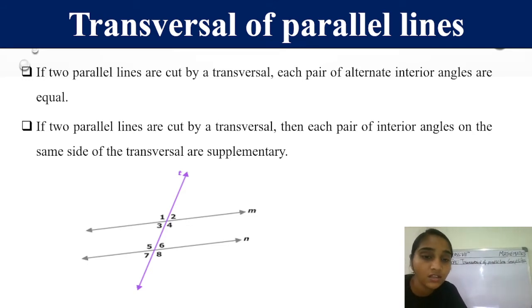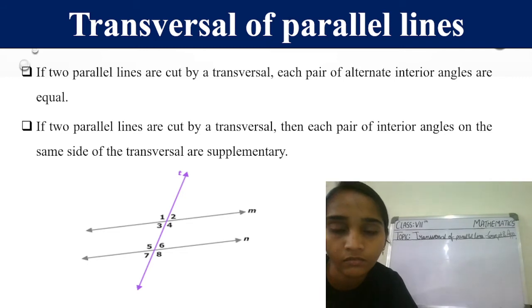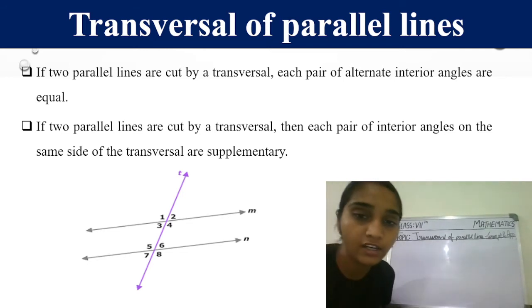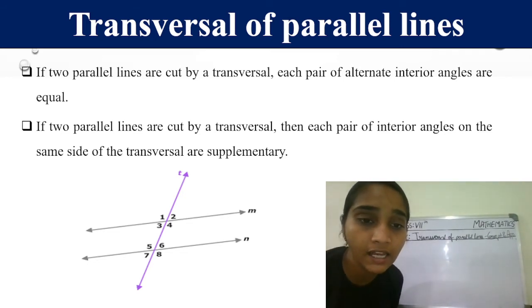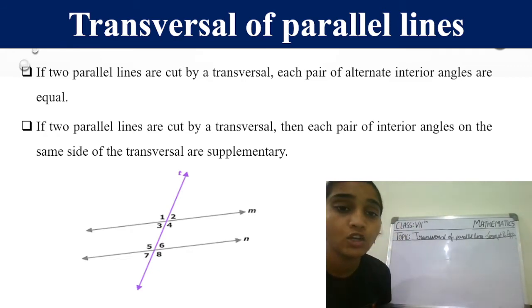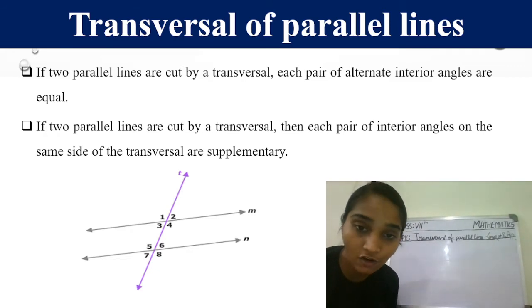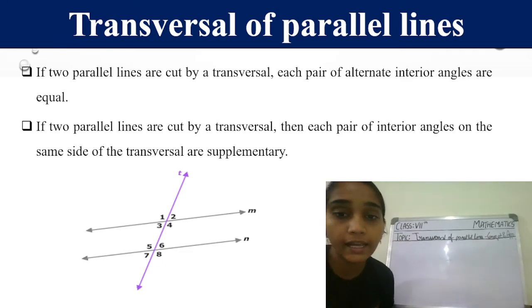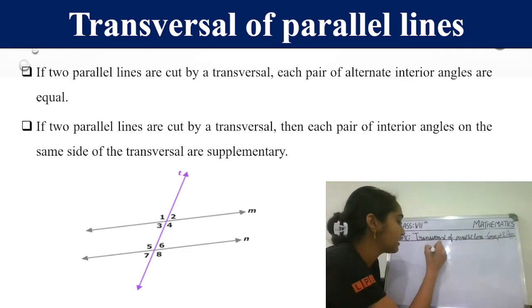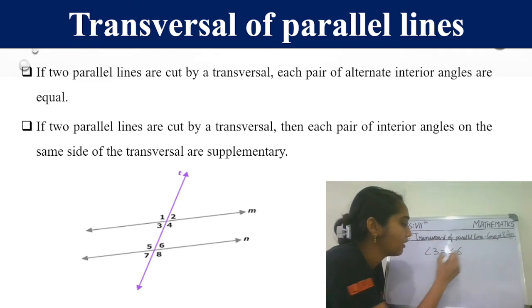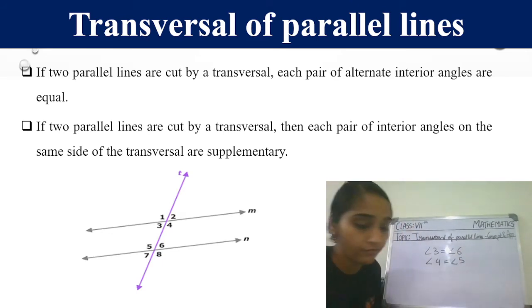Yes, very good students. So the first point is saying that the alternate interior angles will be equal. So students, what are the alternate interior angles in the case of this transversal? Yes, very good. The alternate interior angles are angle 3 and 6, and angle 4 and 5. So as per the statement of transversal of parallel lines, angle 3 will be equal to angle 6, and angle 4 will be equal to angle 5.